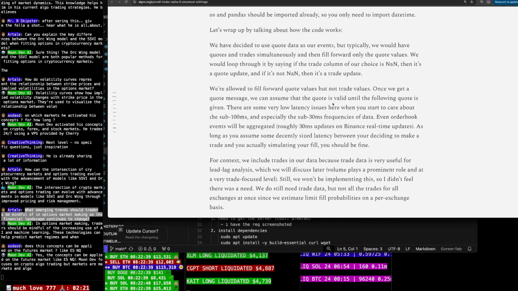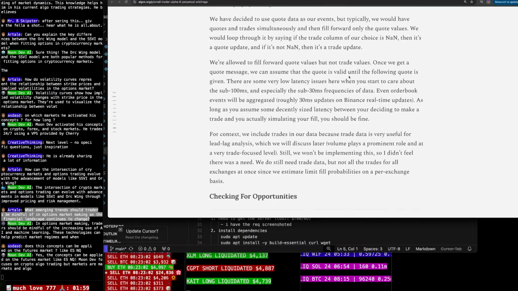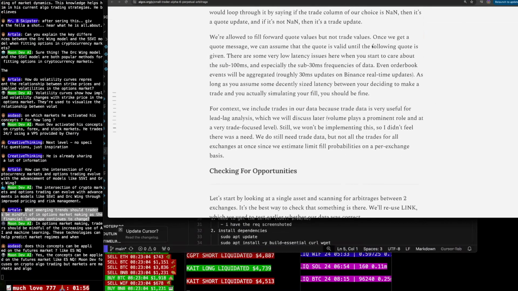We have decided to use quote data in our events, but typically we would have quotes and trades simultaneously and then fill forward only the quote values. We would loop through it by saying if the trade column is NaN, then it's a quote update. And if it's not NaN, then it's a trade update. We're allowed to fill forward quote values, but not trade values. Once we get a quote message, we can assume that the quote is valid until the following quote is given.